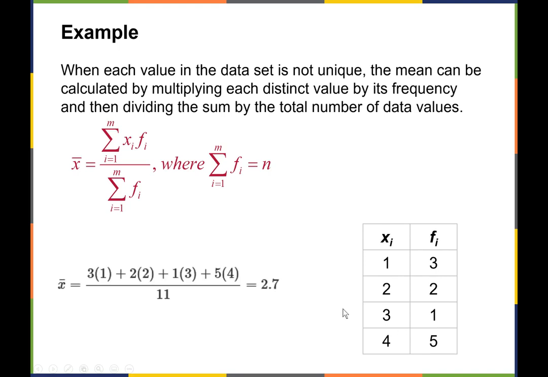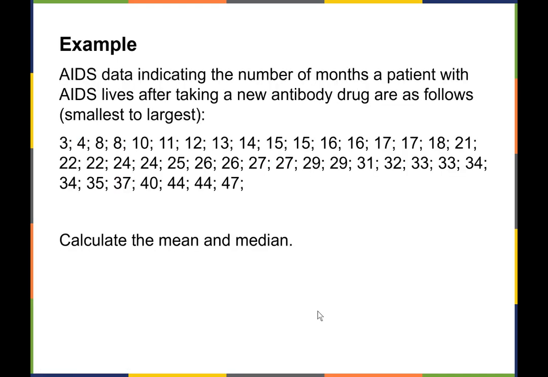So let's look at what the formula for that looks like filled in. When we fill it in using a data frequency table, we have 3 times the number 1, 2 times the number 2, 1 time we have the number 3, and 5 times we have the number 4. Do the multiplication first, then the addition, because that's PEMDAS, divide it all by 11, and we come up with 2.7 again. All right, so let's do an example using another data set where we find the mean and the median.